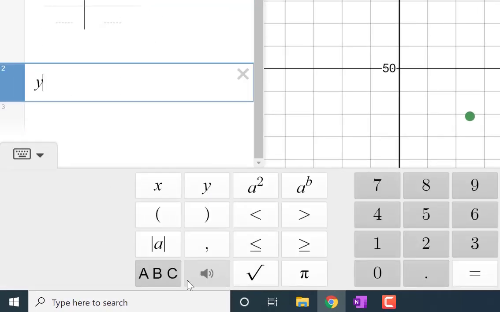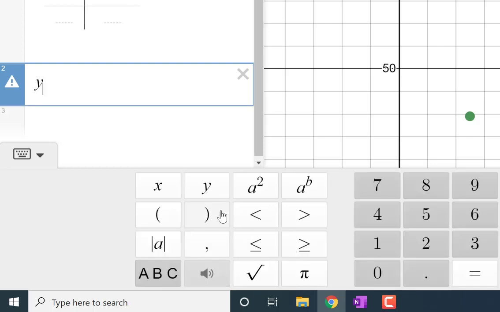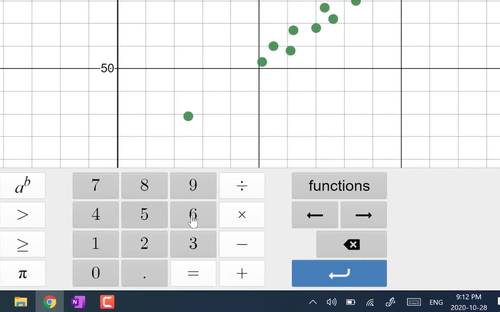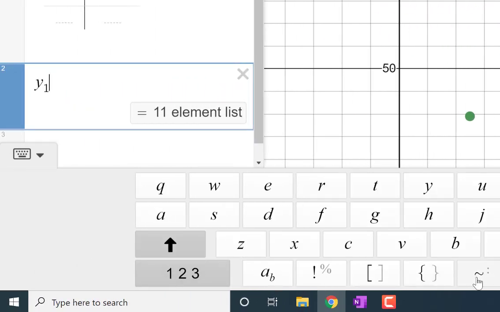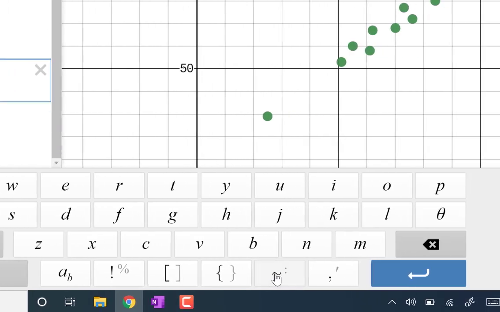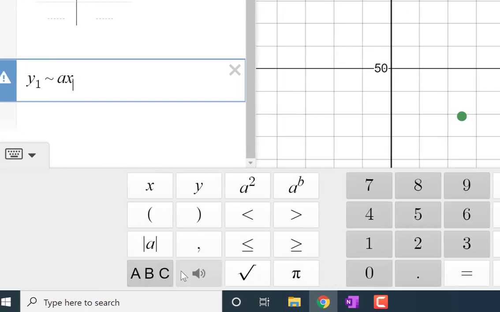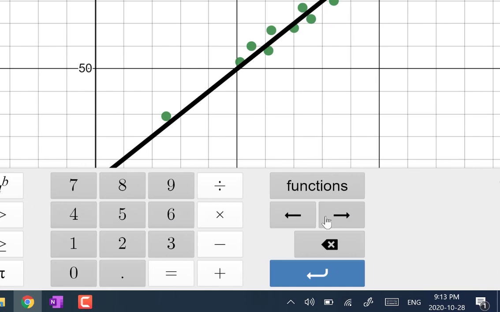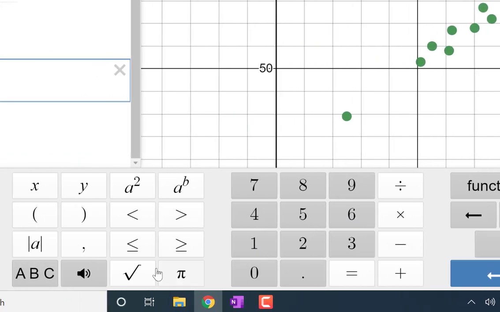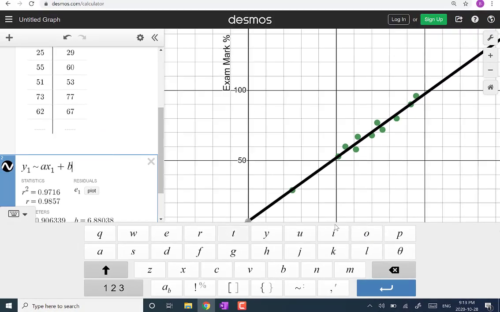So it's going to be y, and then we go to our subscript 1, hit the right arrow, hit the tilde button, then a, x, subscript 1 again, hit the right arrow, and then plus b. And notice there is our line of best fit.